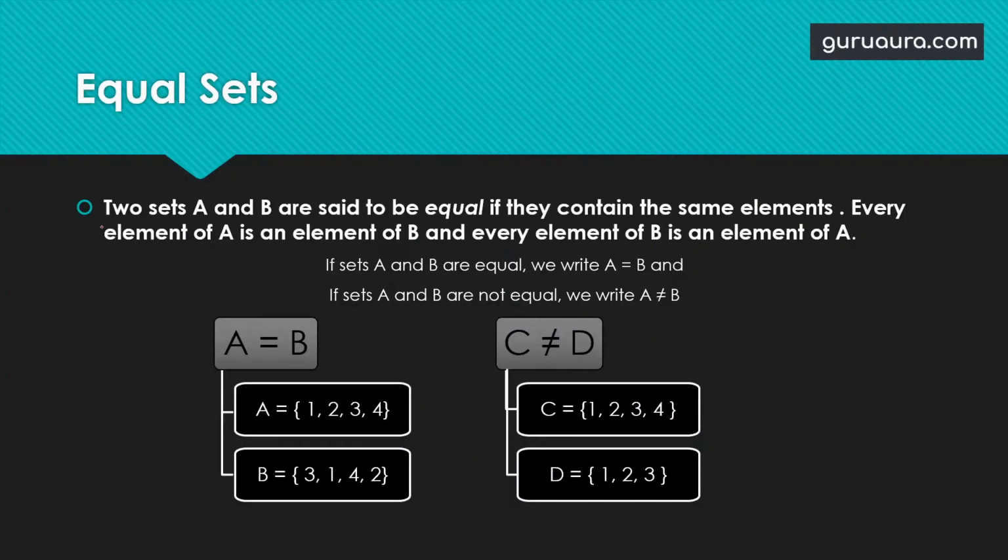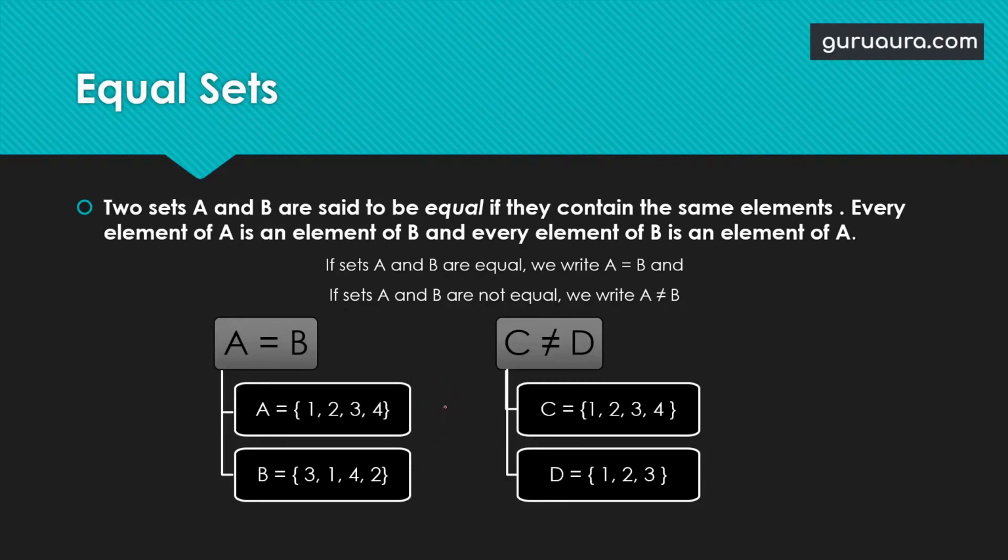So, let's start with equal sets. When are two sets said to be equal? Two sets are equal when they have exactly the same elements. Let's consider A and B to be two sets. We can see both the sets A and B have exactly the same four elements. So, the set A is equal to set B. We write it as A is equal to B. Also, as long as the elements in the set are the same, the order doesn't matter.